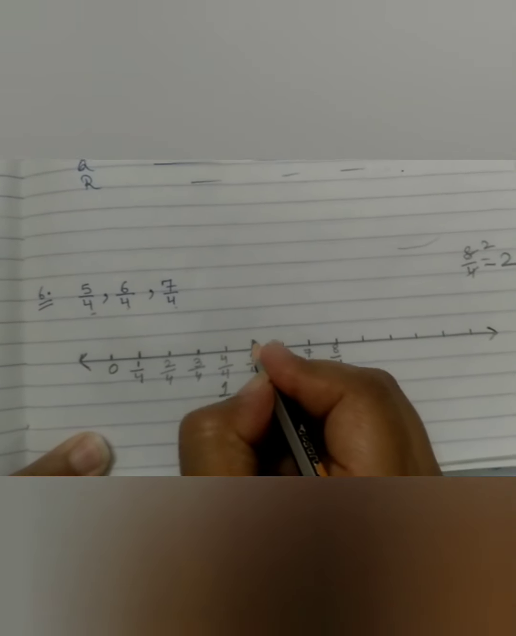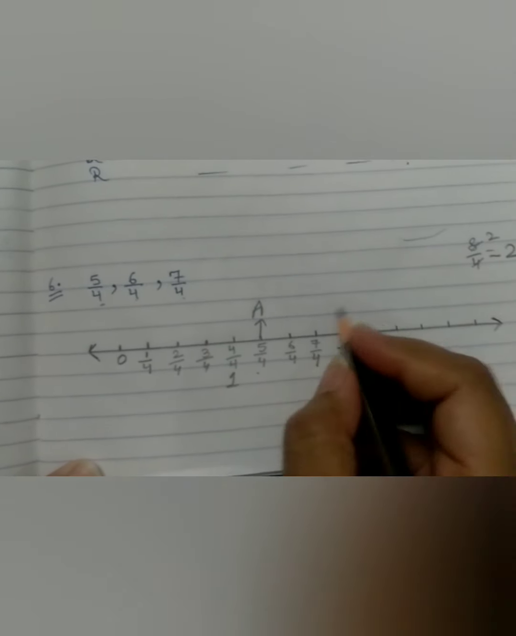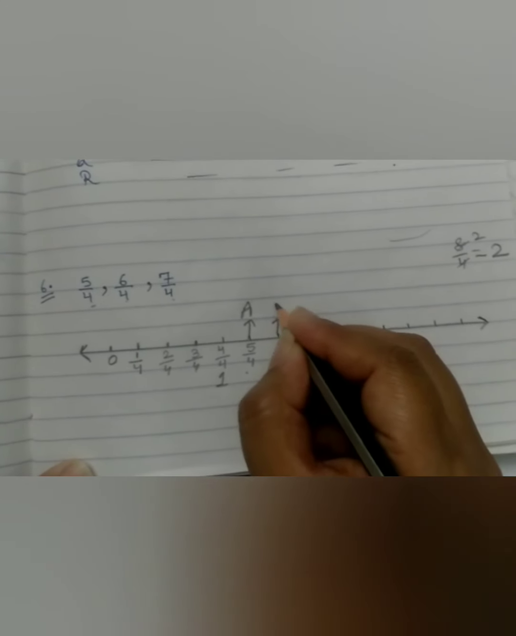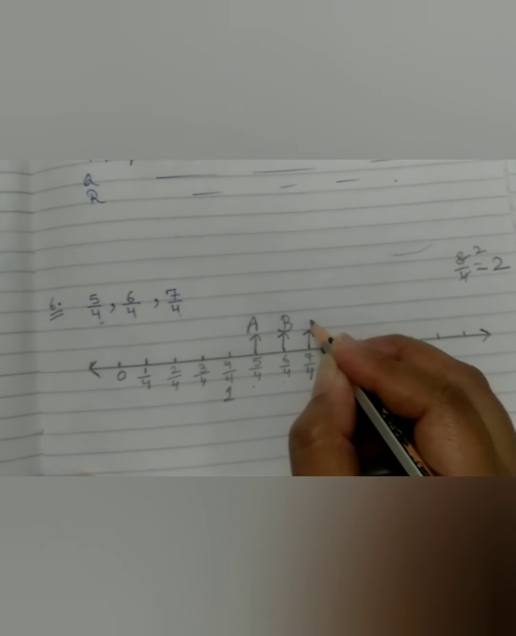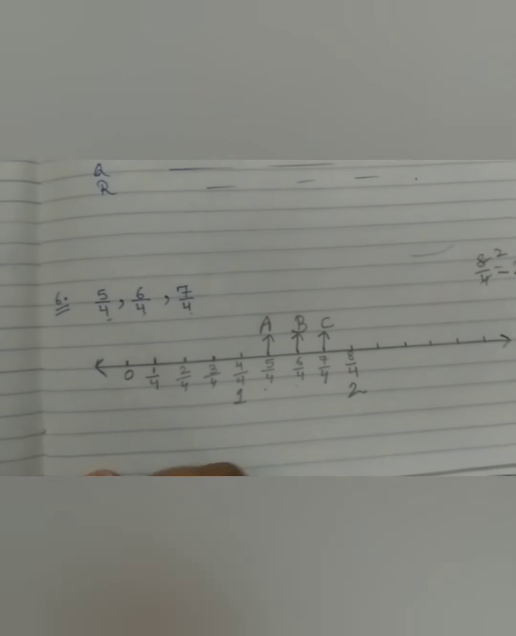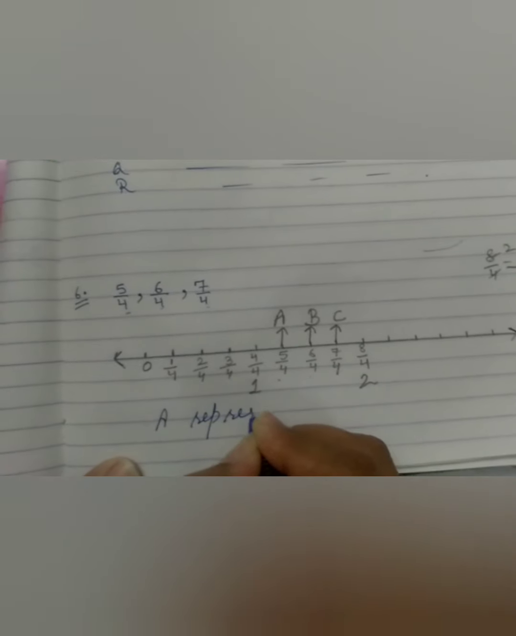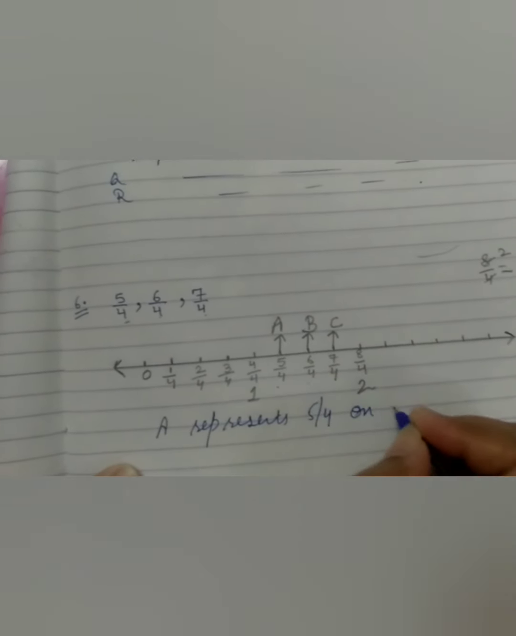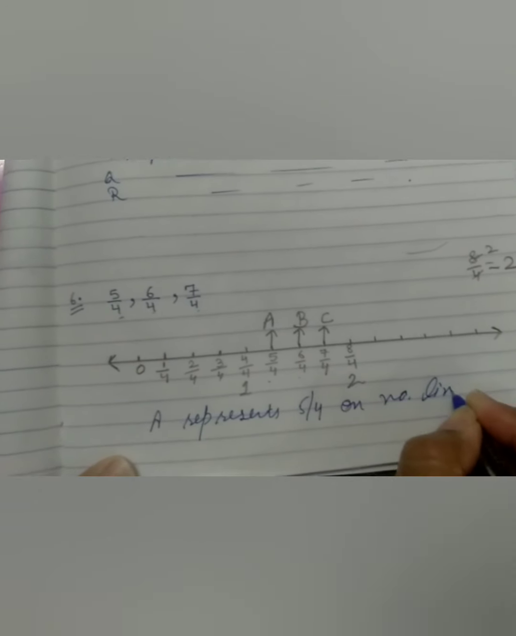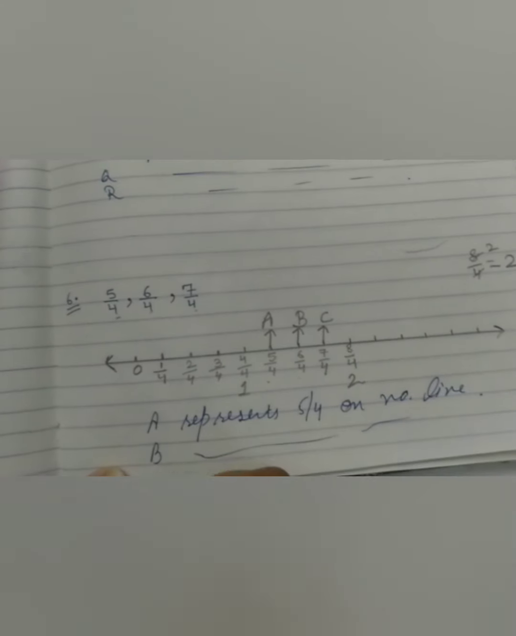So here this is A representing 5 by 4. This is B representing 6 by 4. And this is C representing 7 by 4. So again we'll write all the points, that A represents 5 by 4 on number line, and you will write down the other points as well, that B represents 6 by 4, C represents 7 by 4.